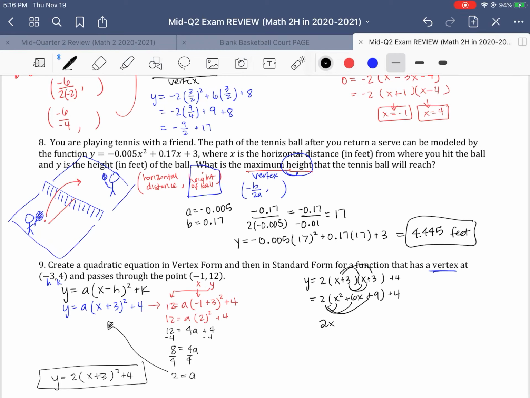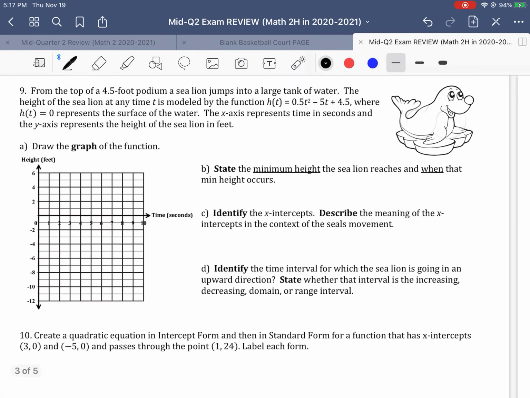We distribute the 2 into those parentheses. So 2x squared plus 12x plus 18. We still have that plus 4 on the end. So our final equation in standard form would be 2x squared plus 12x. We combine the like terms to get 22 there on the end. So we've got a vertex form and a standard form.